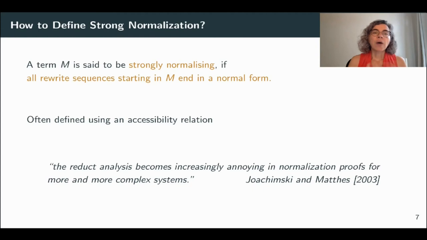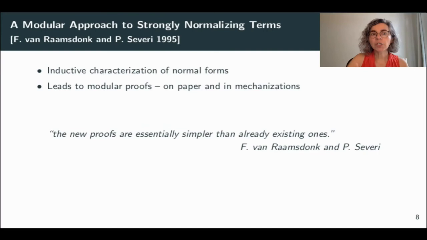So how do we define strong normalization? Traditionally, we define it by saying M is strongly normalizing if all rewrite sequences starting in M end in a normal form. This is often characterized using what is called an accessibility relation. But in fact, the proofs become increasingly annoying when we need to reason about all these different rewrite sequences and analyze different redexes. So an alternative was proposed by Femke van Raamsdonk and Paula Severi, going back also to Gaspar, a kind of modular approach to strong normalization, where we have an inductive characterization of normal forms. This leads to modular proofs, both on paper and in mechanizations, and the proofs essentially become much simpler.